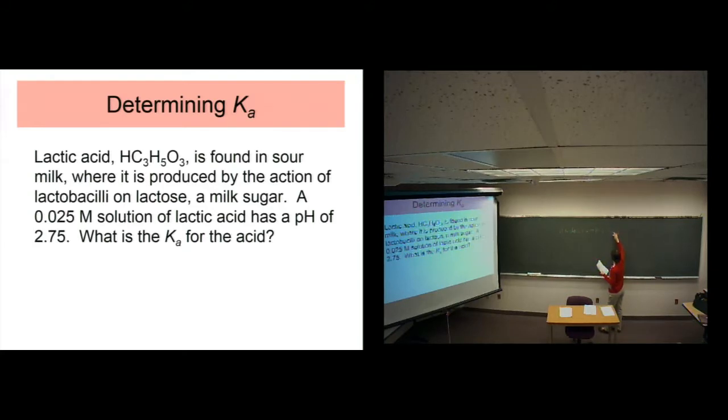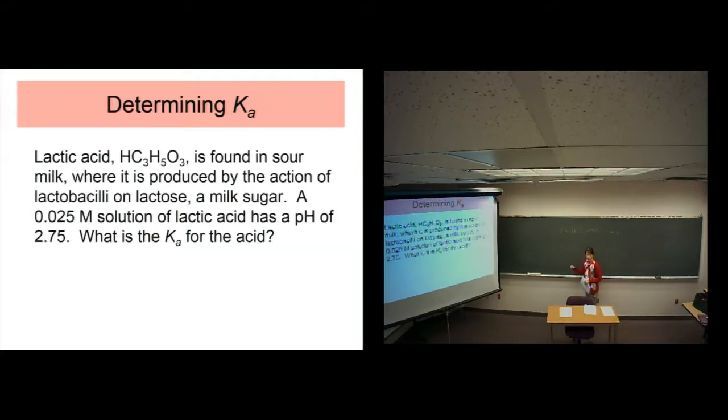Lactic acid is found in sour milk, which is produced by the action of lactobacilli on lactose and milk sugar, a 0.025 molar solution. Where does that go? That's the initial, isn't it? Under my lactic acid. Okay, so that's 0.025 molar. Okay, it's in molarity, so that's good.